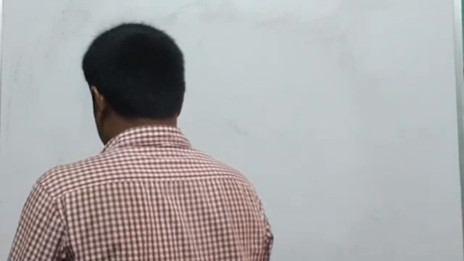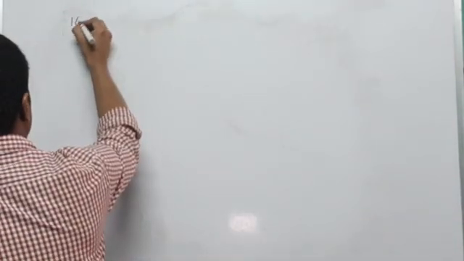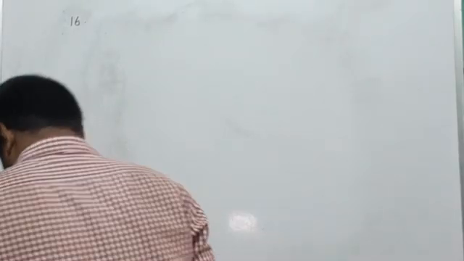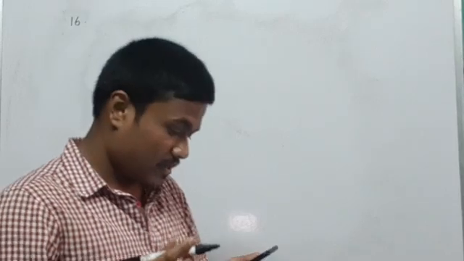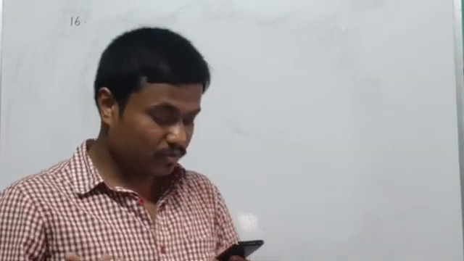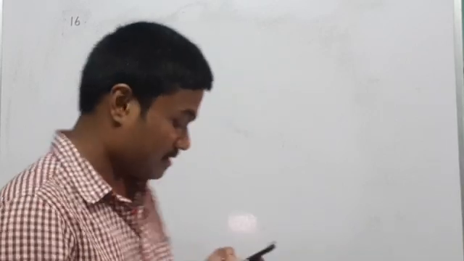Right. Let us now move on to the next problem, problem number 16. So, let me read it out first. Two planets, P1 and P2, having masses M1 and M2, revolve around the Sun in elliptical orbits.